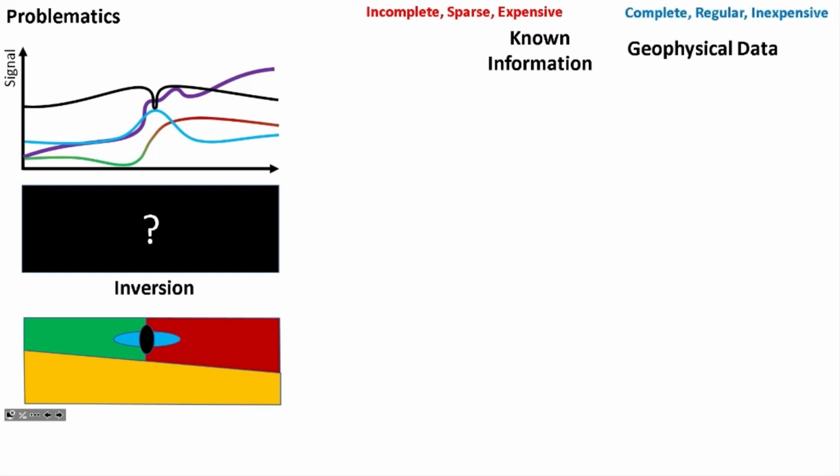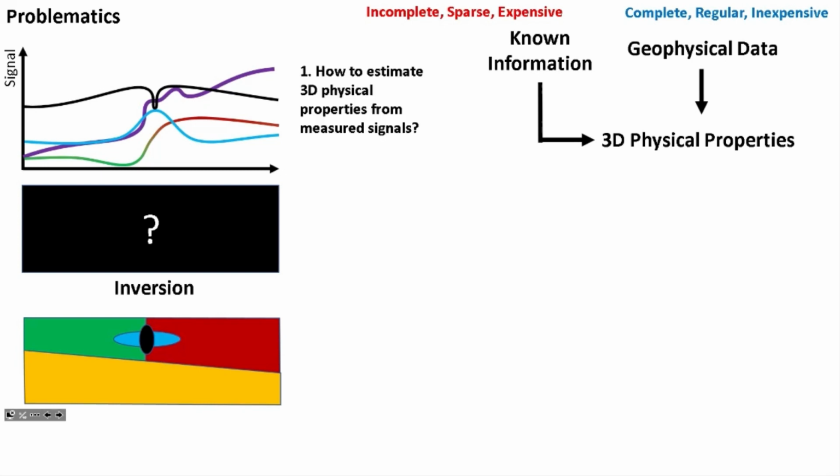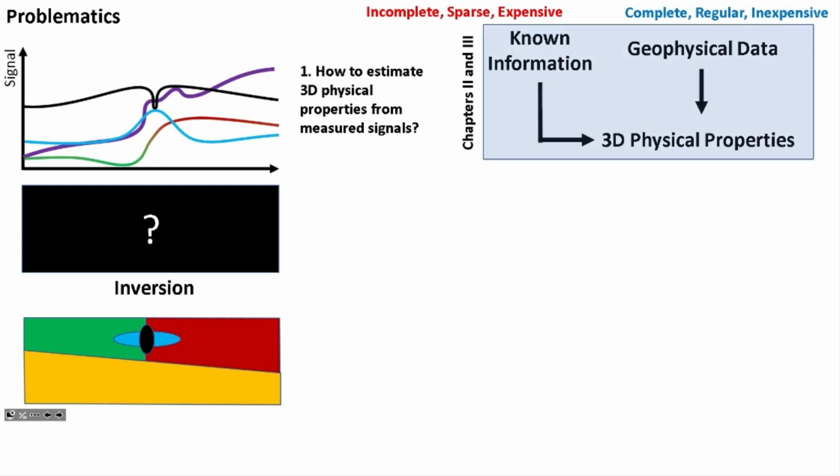For example, here we do several 3D inversions and we produce 3D physical properties. We can modify these 3D physical properties with already known information that can be geological information or other geophysical models. Through this, we address the first question. That is the topic of chapters 2 and 3 of this thesis.